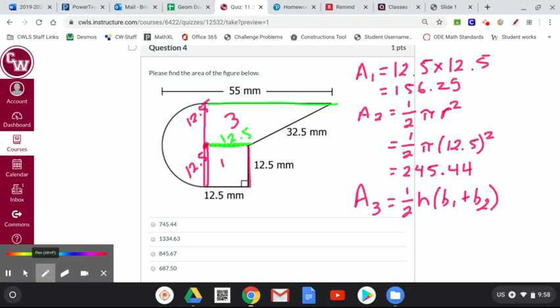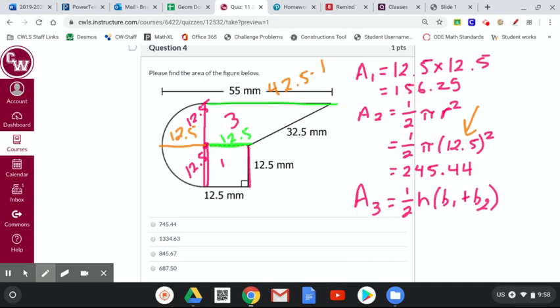and then our other base, what we have to do is we have to figure out the whole thing's 55. What we want to subtract out is we want to subtract out the radius of the circle. Well, we already figured out what the radius is. The radius is just 12.5. So 12.5 is right here. So we're going to do 55 minus 12.5, and we're going to get 42.5. And that is our base, okay?